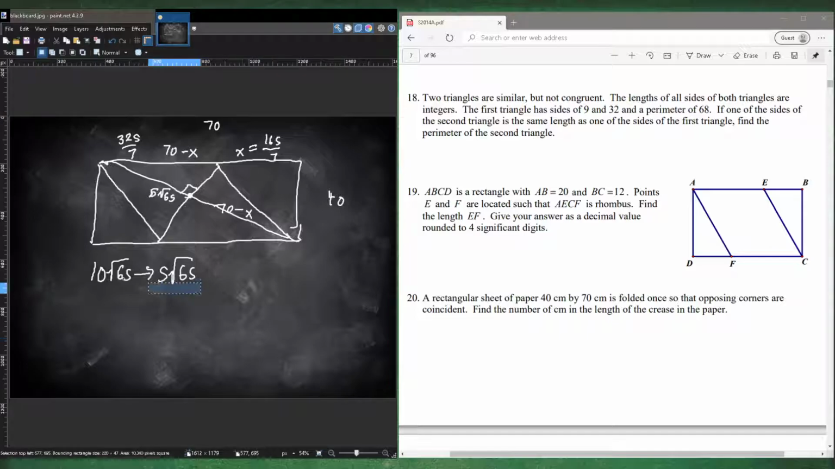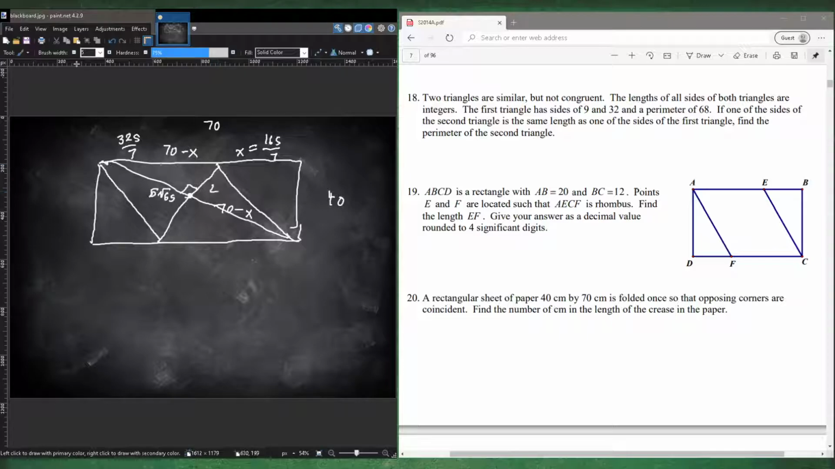Okay. So you should be doing this on your calculator. It takes too long if you're doing it by hand. So we call this L. So 5 square root 65 squared plus L squared is equal to the length of the rhombus, which is 325 divided by 7 squared. And now 325 divided by 7 squared. It's 5 times 65. So we get 26,000 over 49 is equal to L squared.